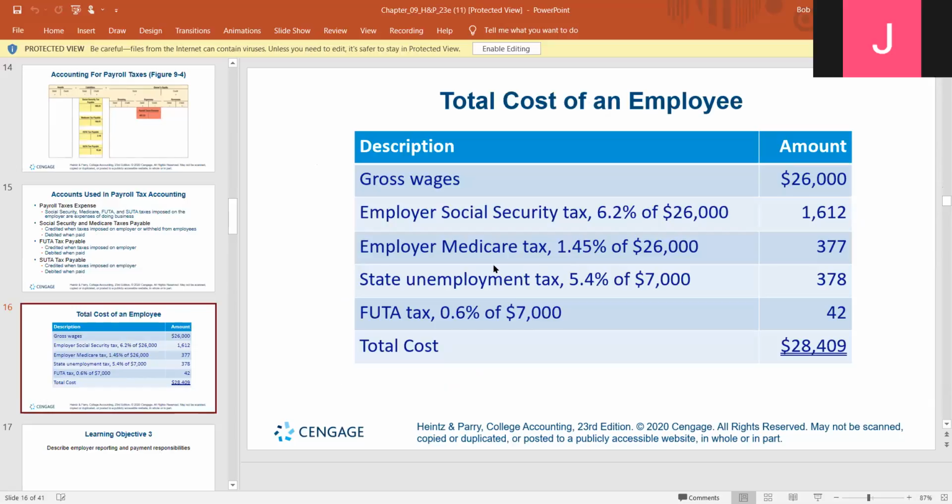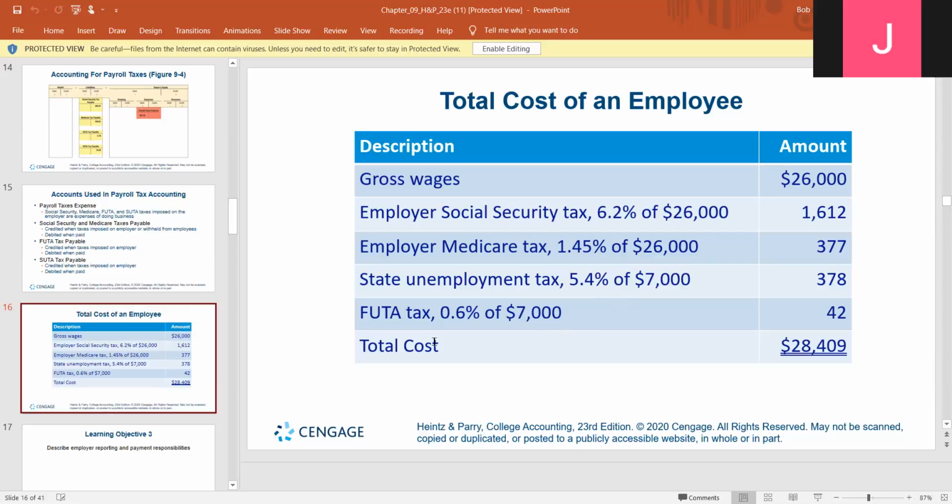This kind of makes me chuckle here. The total cost of an employee. You have an employee who makes $26,000 a year, right? Well, the employer has to pay 6.2% of that $26,000 as payroll expense. So they come up with $1,612. They have to pay 1.45%, and they have to pay 5.4% on the first 7,000.